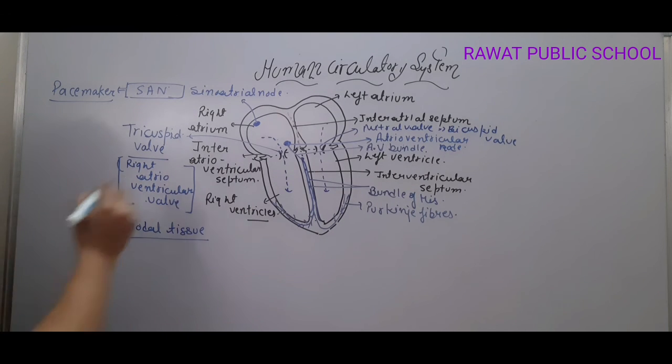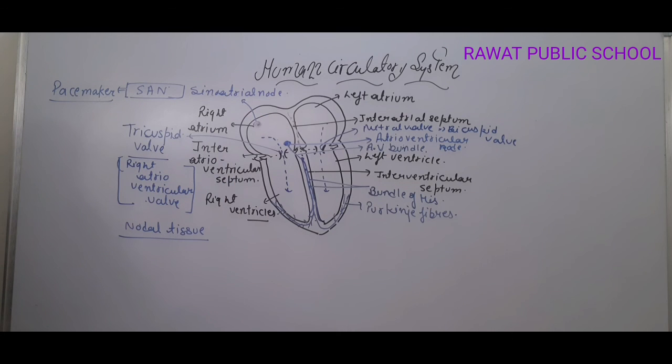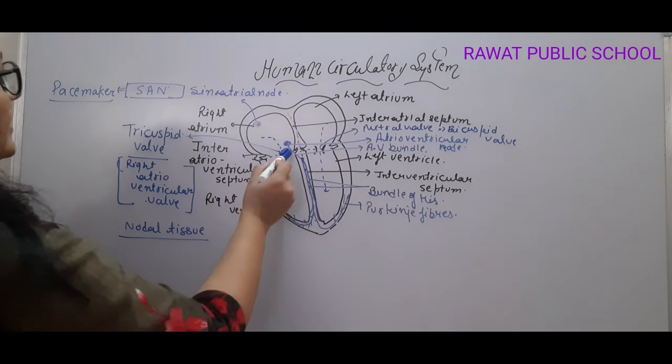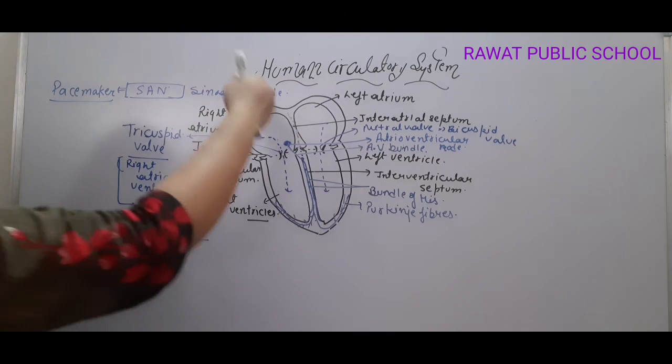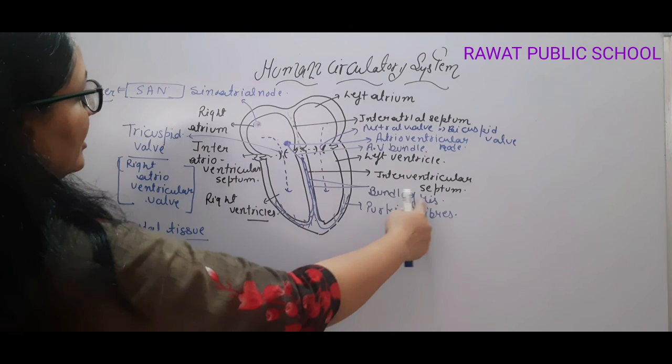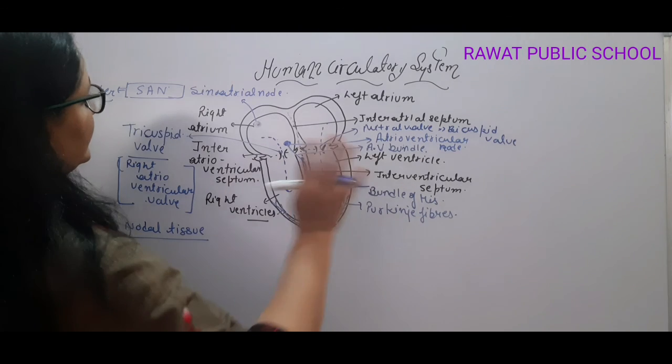So this is the SA node, the sinoatrial node. This is the atrioventricular node, or AV node, another mass of nodal tissue. This is the atrioventricular bundle, further then there will be bundle of His, and then bundle of His will give a number of minute fibers which are known as the Purkinje fibers. Fine.